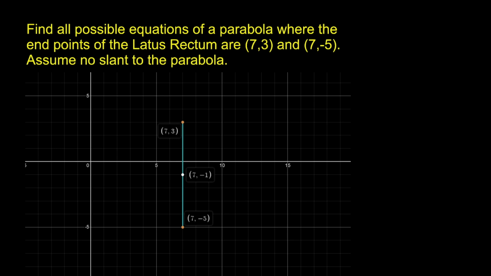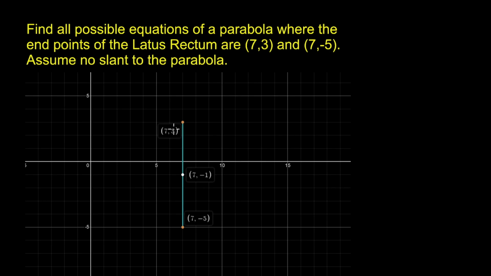In this video, we will be drawing a parabola and coming up with the equation for a parabola given the latus rectum. So first thing, we've got a latus rectum with endpoints of (7, 3) and (7, -5). So from there, we know that the focus is going to be directly in the middle of the latus rectum.